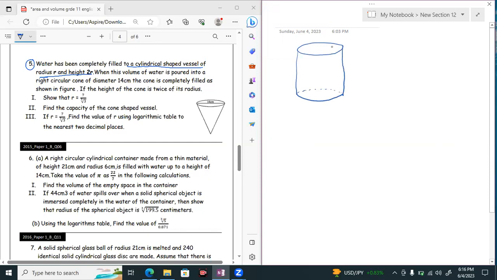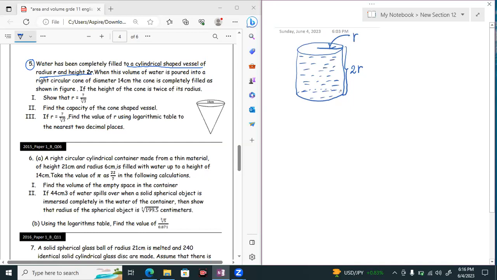They have given the radius as r and its height as 2r. When this volume of water, now they have mentioned that this is completely filled with the water. Okay? ඒගොල්ලෝ කියලා තියෙනවා මේ සිලින්ඩර් එක වතුර වලින් සම්පූර්ණයෙන්ම පිරලා තියෙනවා කියලා.